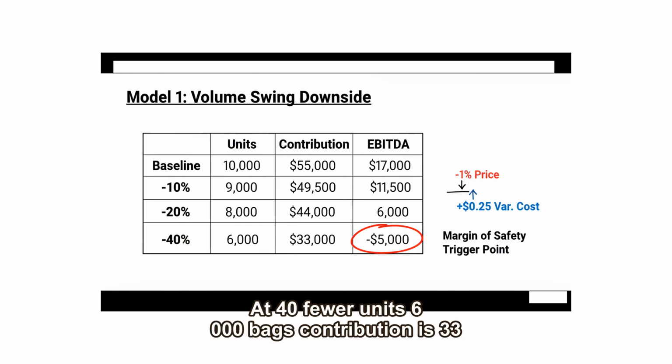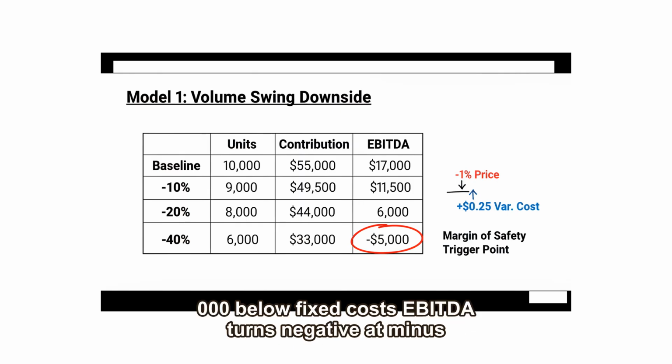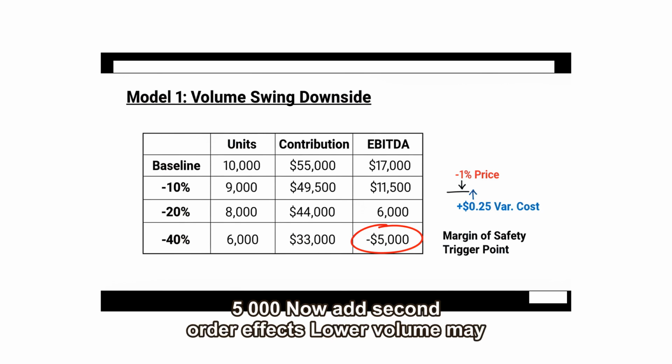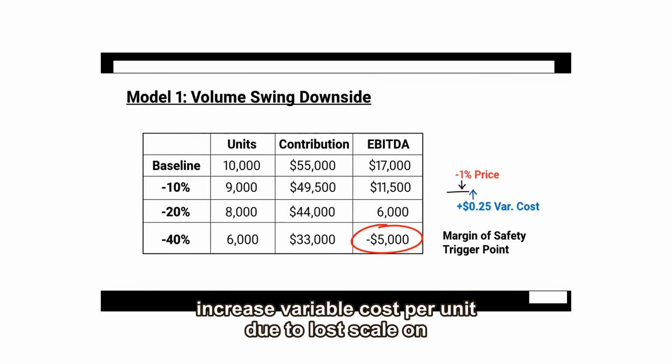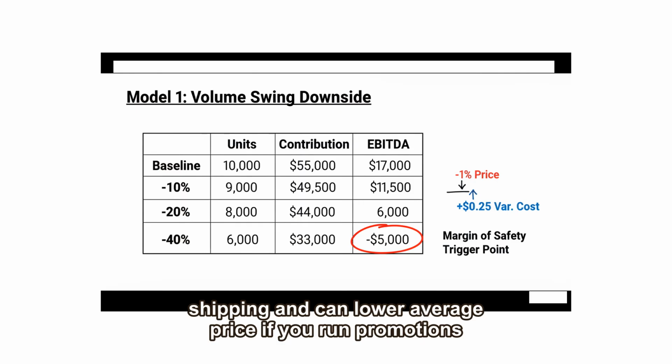At 40% fewer units, 6,000 bags, contribution is $33,000, below fixed costs. EBITDA turns negative at -$5,000. Now add second-order effects. Lower volume may increase variable cost per unit due to lost scale on shipping, and can lower average price if you run promotions.